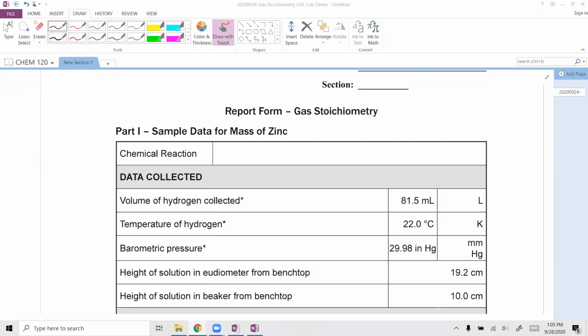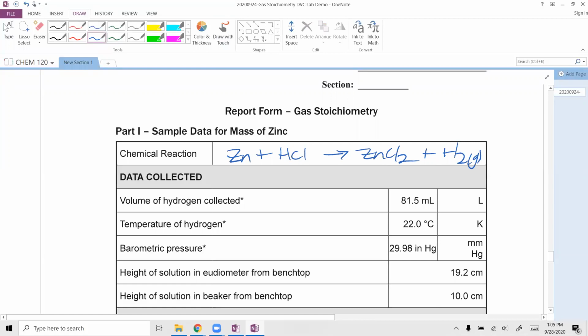Okay, so this is going to be the pre-lab video for the gas stoichiometry demonstration. So we did this in our lecture, and this is a similar experiment. Now what's different about this experiment is instead of using magnesium, we're going to use zinc. And so that zinc is going to be reacted with HCl to produce our zinc chloride and H2 gas.